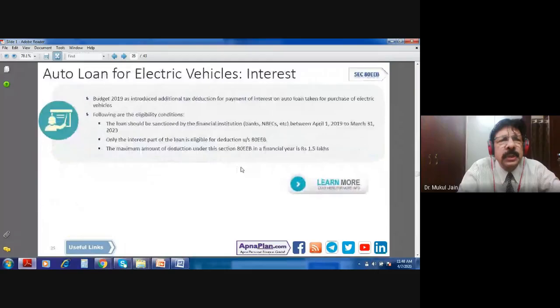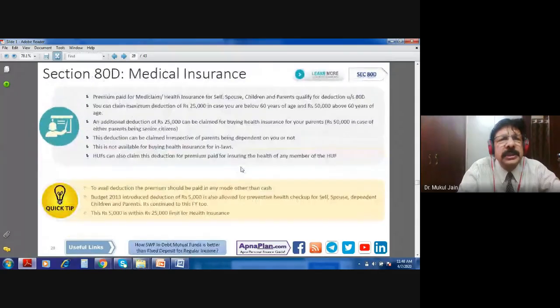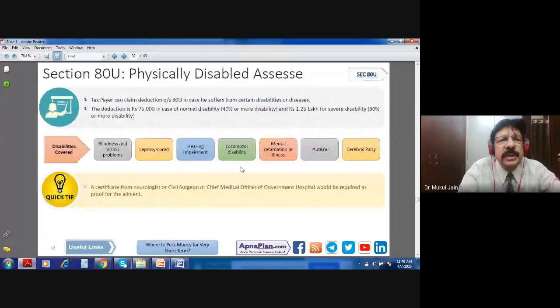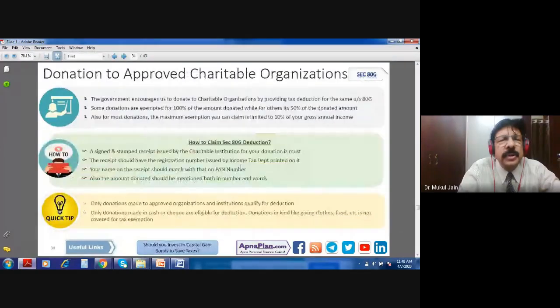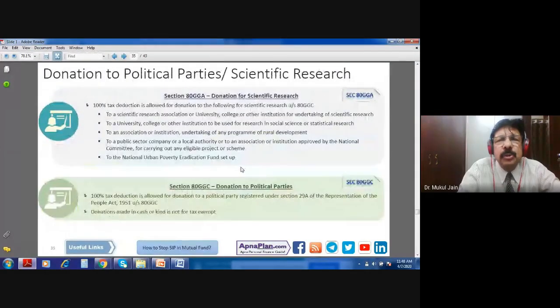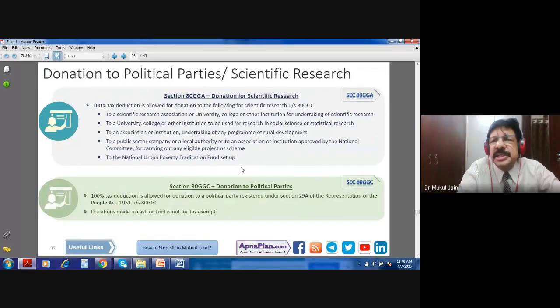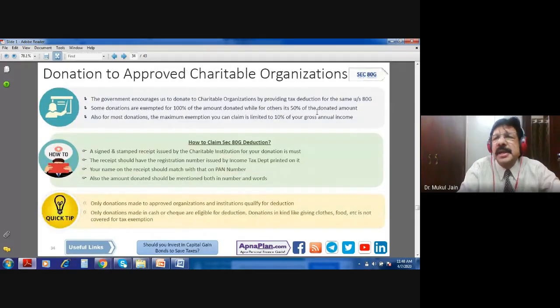Tuition fees, home loan, and auto loan. Then this is 80D, 80E I have told you, 80DD I have told you, 80U I have told you. So it's in 80G, donation. 80GGA, yes. 80G, yes. Section 80G. You see my cursor. This is a very important section again.